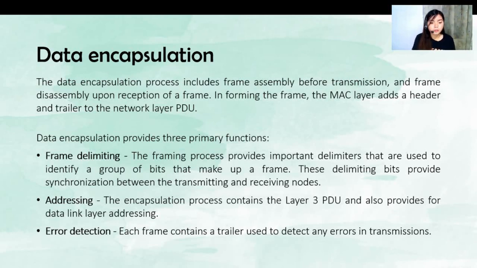Number 2 is addressing. The encapsulation process contains the layer 3 PDU and also provides for data link layer addressing. And the last one is error detection. Each frame contains a trailer used to detect any errors in transmission.